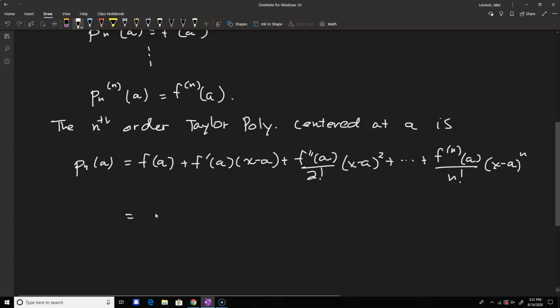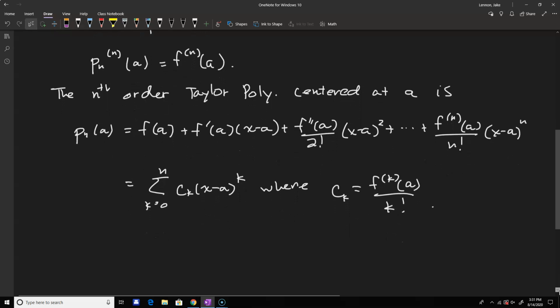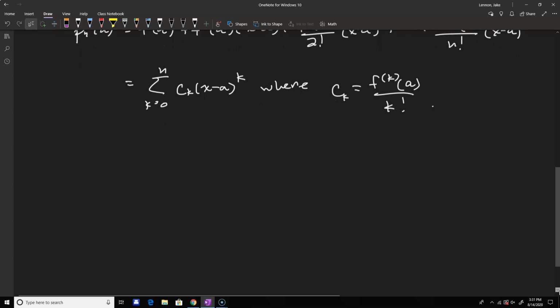In terms of series notation, that just looks like the series from k equals 1 to n of c sub k times x minus a to the k, where your c sub k is just given by the kth derivative at a over k factorial. Okay, so that's a lot, but once you get the hang of the basic pattern, it's not too hard to write down the Taylor polynomials for a lot of these things, and once you work with series, you'll have quite a few memorized.